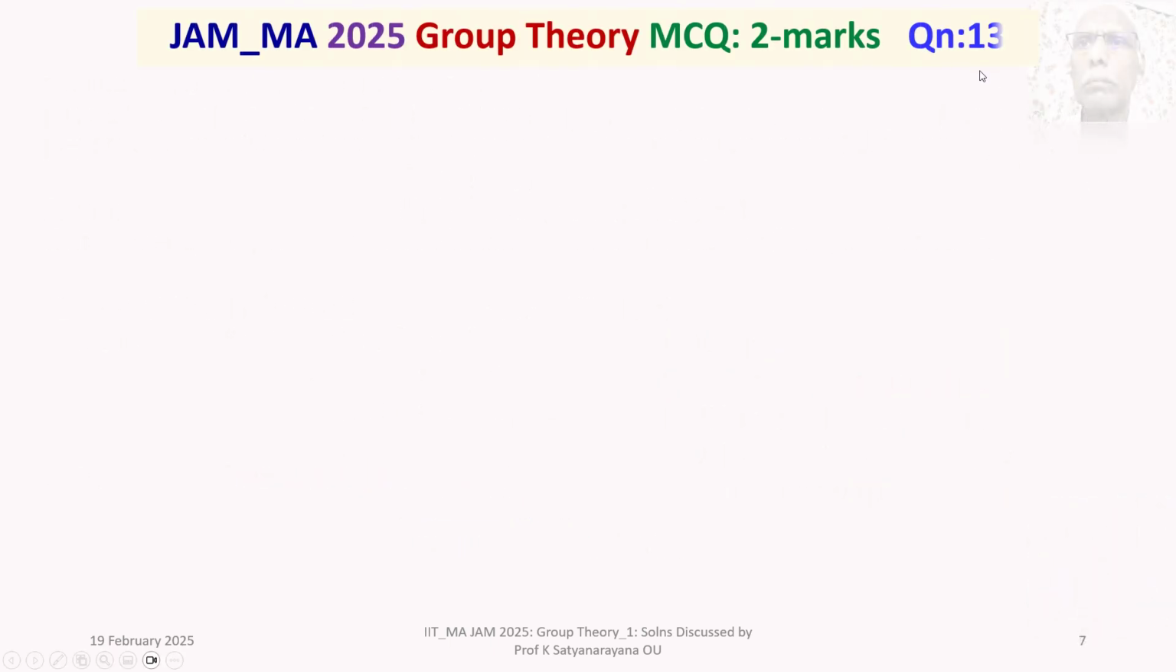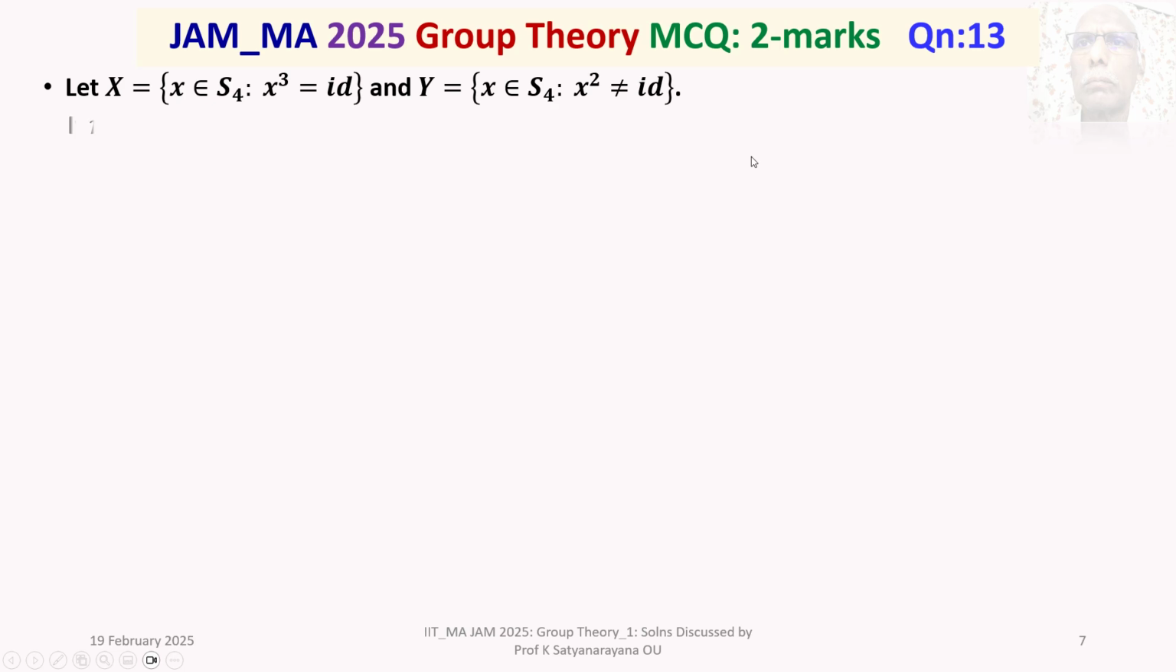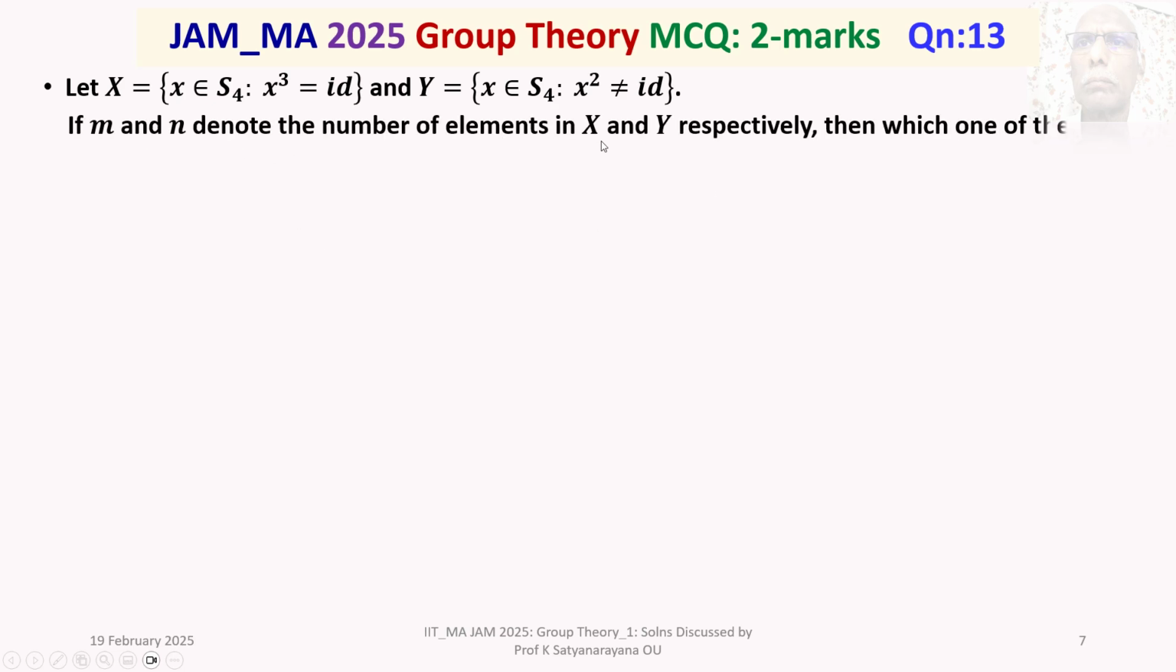Question number 13. It is an MCQ for 2 marks. The given question is: let capital X be the set consisting of x belongs to S4, x cube is equal to identity. And Y is the set of all x belongs to S4 such that x square is not identity. If M and N denote the number of elements in X and Y respectively, then which one of the following is true? We are given 4 options.